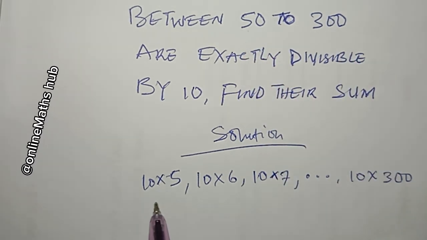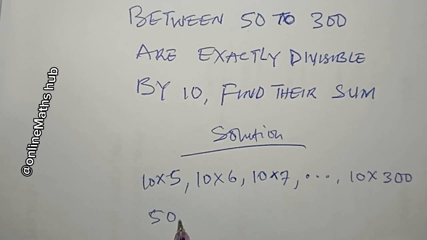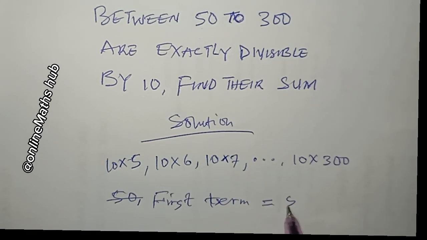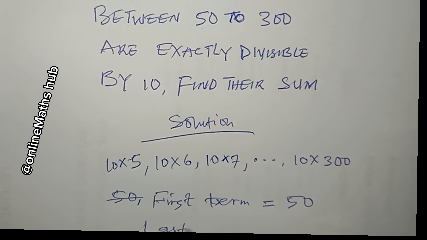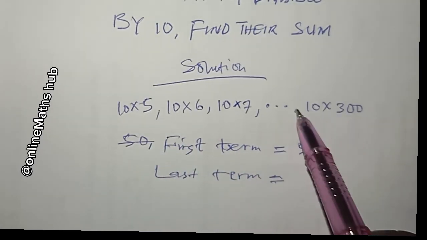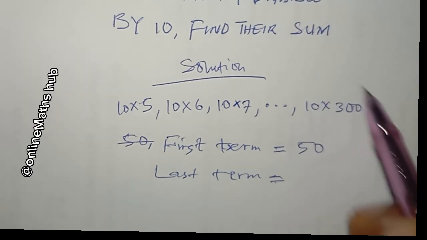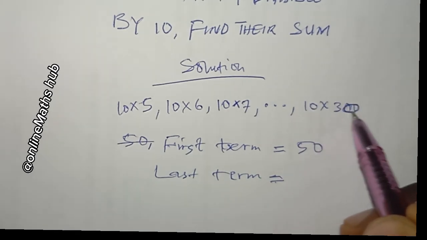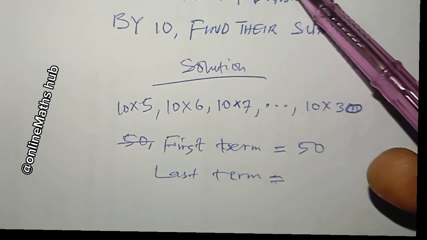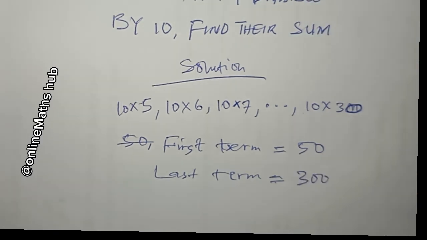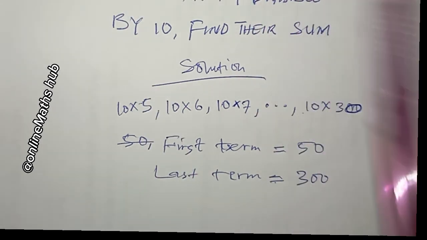So obviously you can see that 50 here is the first term. Okay, so let me just write the first term here is 50, and then the last term, if you watch from this representation here, is 10 times 30, because of course 10 times 30 is going to give us 300. Now that we've gotten these two things, the next thing we want to find out is how many numbers are really divisible, just like the question is saying here.